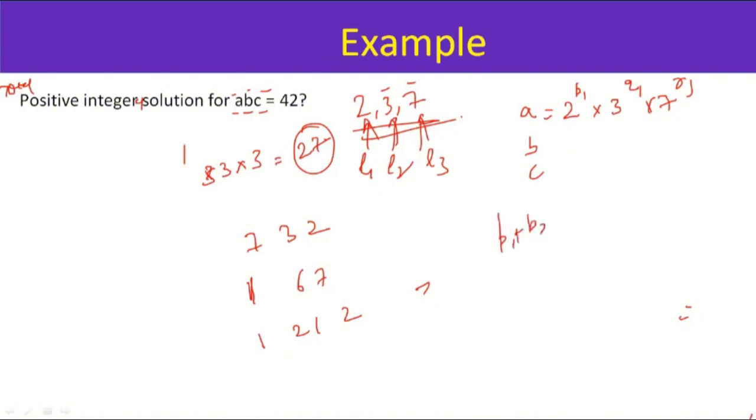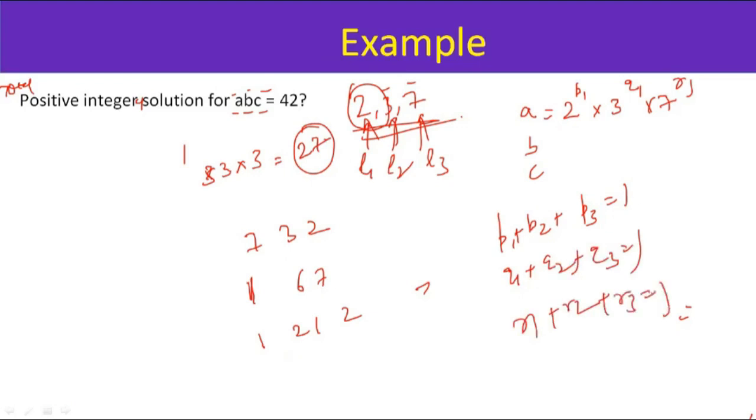P1 plus P2 plus P3 has to be equal to 1 because eventually the 2 की power is 1 only. Similarly, Q1 plus Q2 plus Q3 has to be equal to 1. Similarly, R1 plus R2 plus R3 has to be equal to 1. Now P1, P2, P3 could be anything greater than or equal to 0. So this is 3C2, 3C2, 3C2. So the answer becomes 3 into 3 into 3, 27.